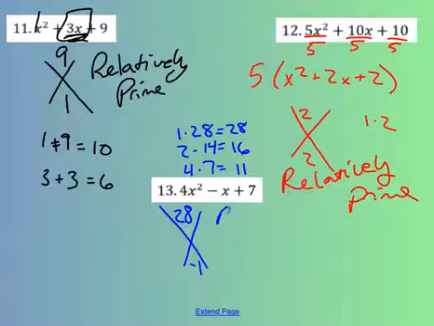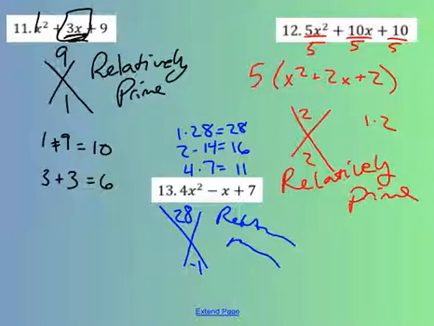You can write out relatively prime each time. And if I can't read your handwriting, it's wrong. So, do as I say, not as I do.